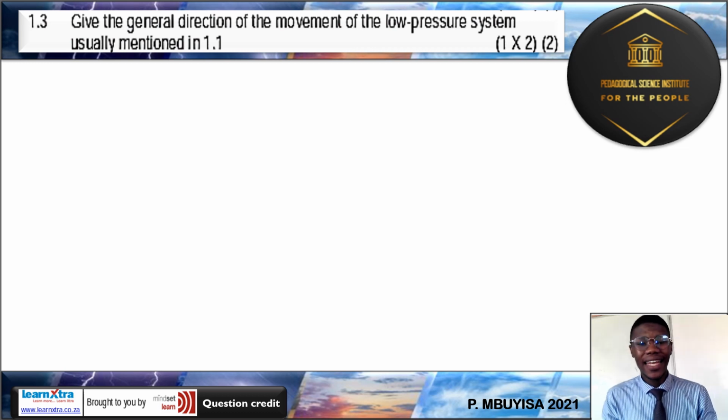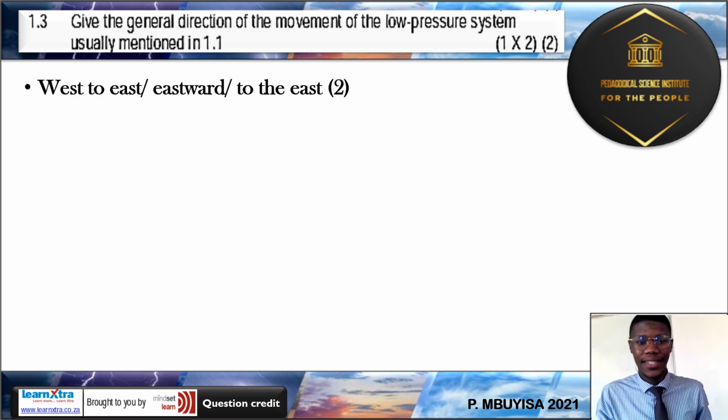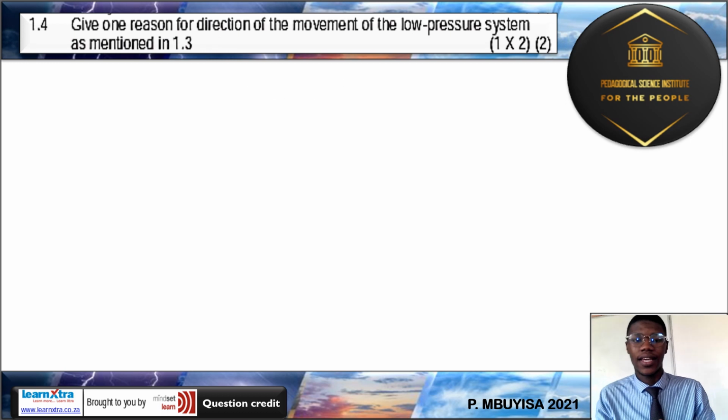1.3. Give the general direction of the movement of the low pressure system mentioned in 1.1. We said 1.1 is a mid-latitude cyclone, and mid-latitude cyclones are found in which belt? In the westerly wind belt, which means they will always move from west to east because they are driven by tropical or subtropical westerlies. So they move from west to east, or eastwards, or towards the east. Choose the better way to put it, but that's how they move. Important factor there to consider.